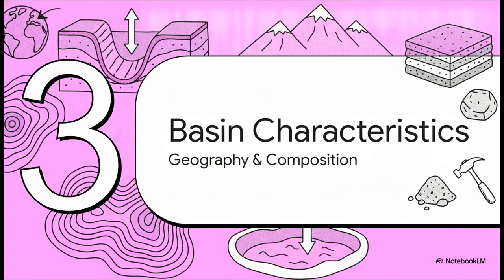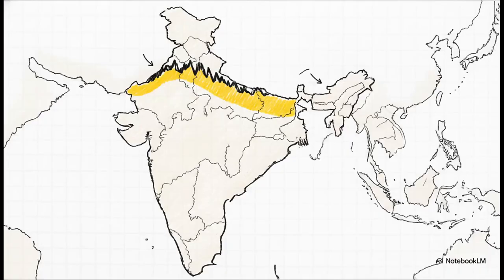Moving right along to Section 3, basin characteristics and geography. Geographically speaking, this basin has an absolutely massive footprint. It essentially forms a long, sweeping arc right south of the Himalayan frontal thrust. If you trace the geography, you'll see it extends all the way from Pakistan in the west, stretching right through India and Nepal, and ending over in Bhutan in the east. It's a continuous border hugging the southern edge of the mountains, specifically sitting south of the major fault line known as the Main Himalayan Thrust, or MHT.